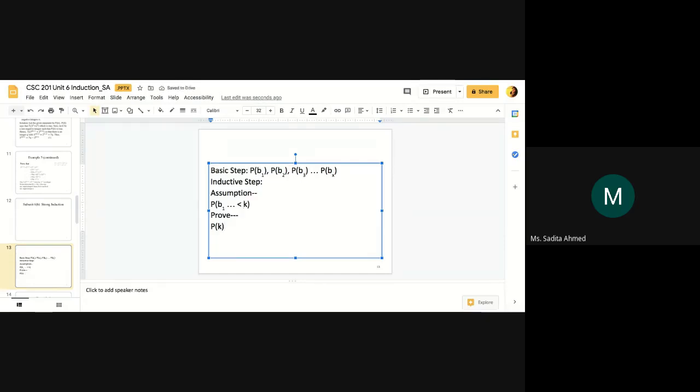All right? Ultimately, k plus 1 is there for the idea of the next integer. Here too, we still have the next integer. If the assumption covers all values less than k, up until before k, that is, b1 until k minus 1, then what do we have to prove? That the statement is true for k. All right? Just keep that in mind.